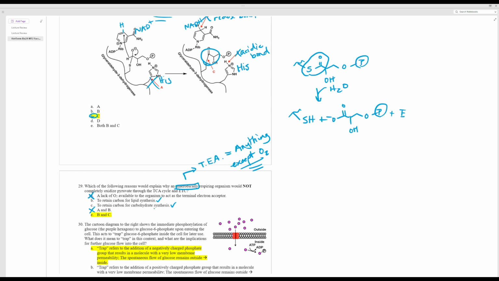So by going through acetyl-CoA, we can actually retain carbon for lipid synthesis. We can put that acetyl-CoA through lipid synthesis and carbohydrate synthesis. So by stopping at acetyl-CoA, we can put it into lipid synthesis and carbohydrate synthesis. So our answer is E.